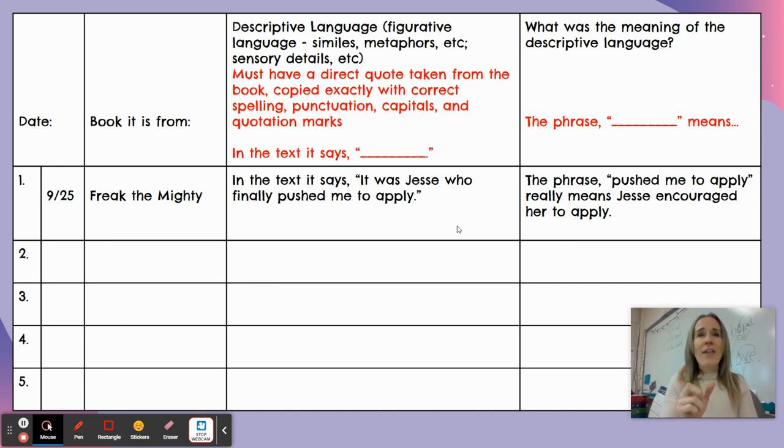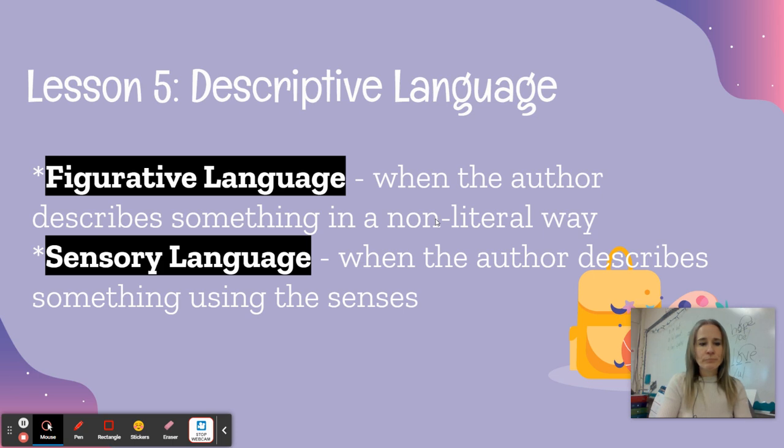But there's a part of that sentence that is the actual figurative language. So I want you to pull out just the part that's the figurative language. So, for example, in "It was Jesse who finally pushed me to apply," the only part that's really figurative language is the "pushed me to apply" part. So the phrase "pushed me to apply" really means Jesse encouraged her to apply. So they give you the figurative language that you're pulling out of your book, and you just have to explain what the figurative language actually means. Okay? All right.